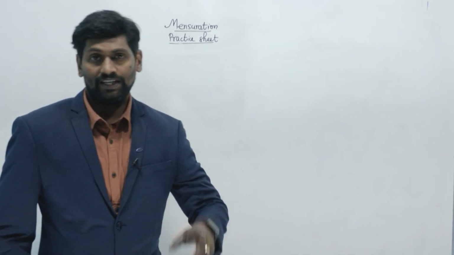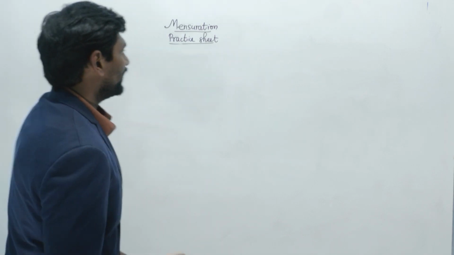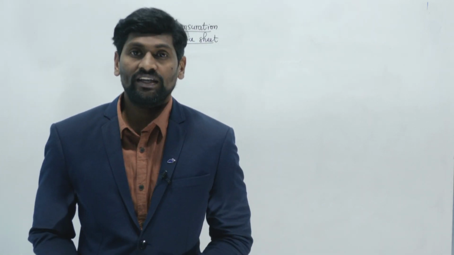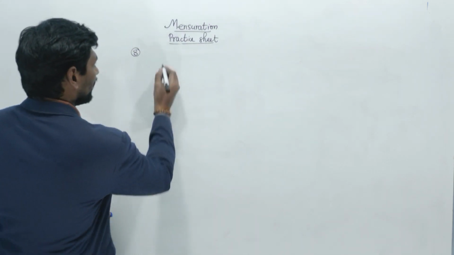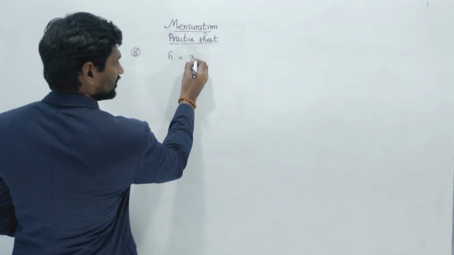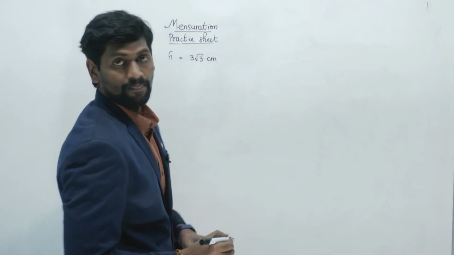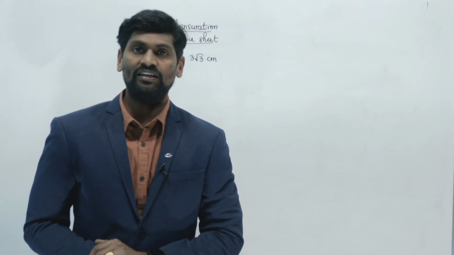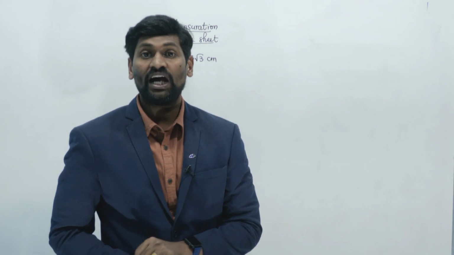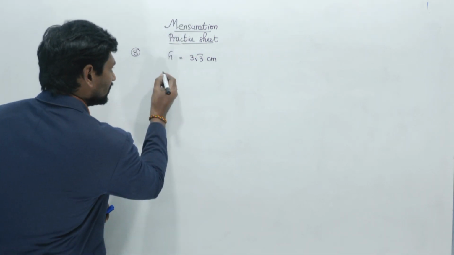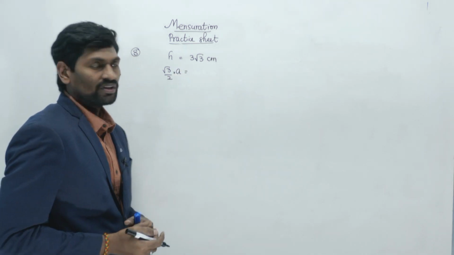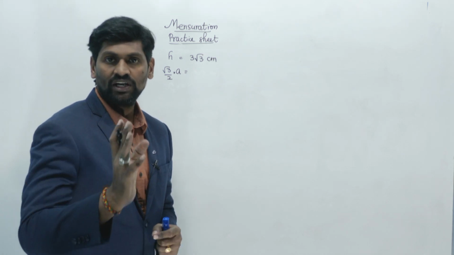Okay, now let us go to the 8th problem, children. The 8th problem is given that the height of an equilateral triangle is root 3 centimeters. When I was deriving the formula of area of an equilateral triangle, in between I found the value of height. What is the height formula I got? That is root 3 by 2 into A. Here A is nothing but the side of the equilateral triangle.